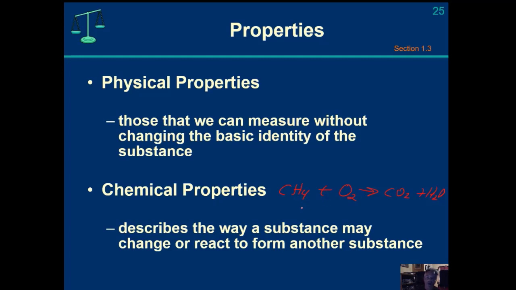You start out with one type of substance and you wind up with a different substance after the reaction is complete. And that is changing its chemical identity. It describes the way a substance may change or react to form another substance.